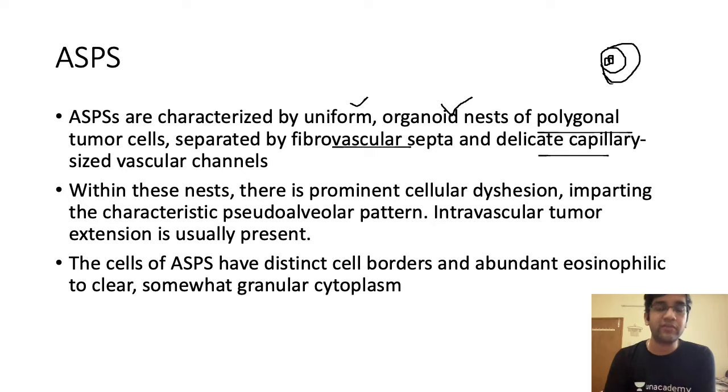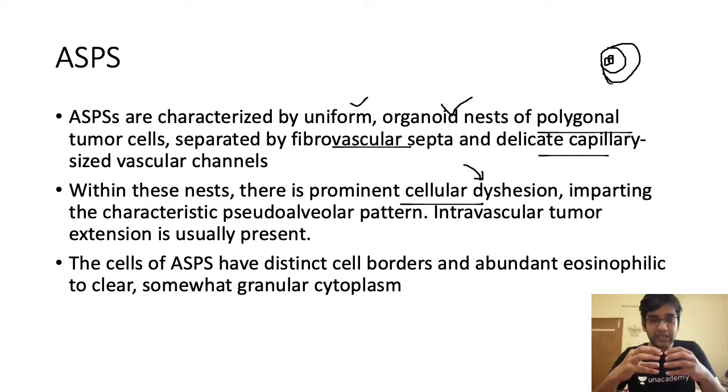Capillaries were there. We didn't highlight and look at the capillaries, but definitely they will have a dense amount of capillaries, because all of them are alveoli. When I have multiple alveoli, in the center I'll definitely have capillaries. Within the nest, there is prominent cellular discohesion. The cells appear like they are falling off. They are not cohesive, imparting a pseudo-alveolar pattern. Intravascular extension of the tumor is usually present, though we didn't concentrate on that in this biopsy. But it might be present if we search, because every sarcoma can go by the hematogenous route and can definitely spread intravascularly.